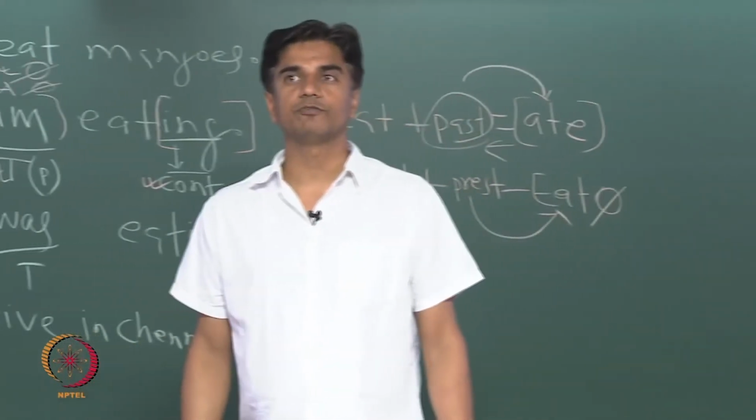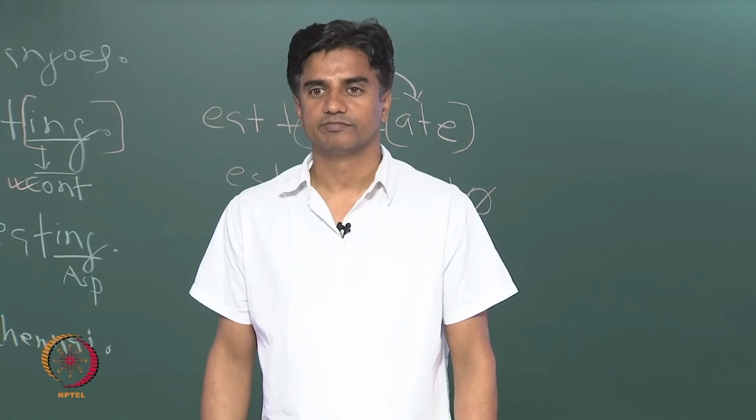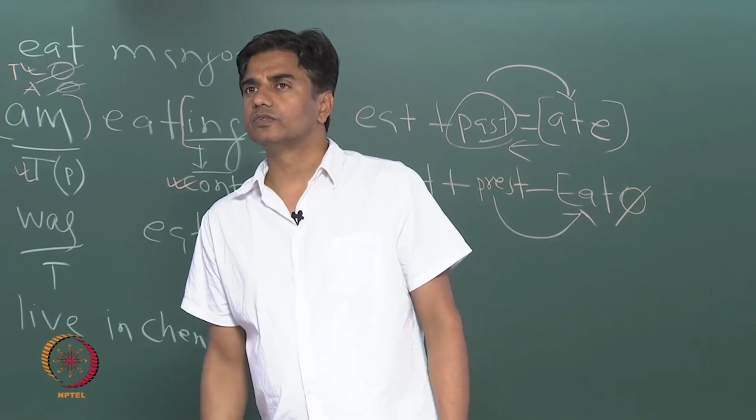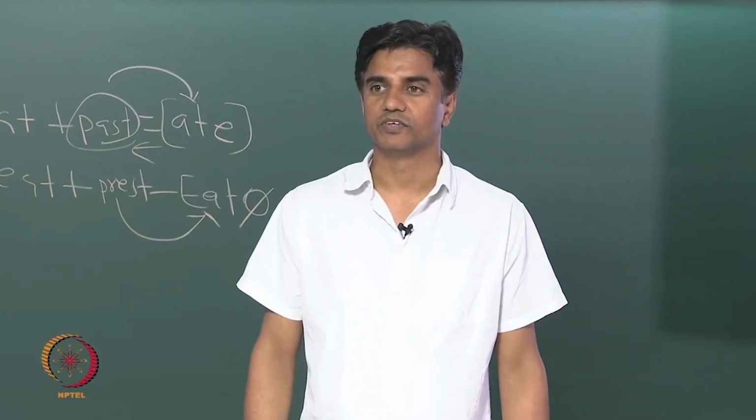Look at 3 and 4 again. Can we use mat in these two sentences? Mujhse mat milo. We can say that. Mujhse mat miliye. We can say that. Right? Sentence 1 and 2. Can we use mat in 1? Raju ne chai mat pi. No. Seema ne seb mat khaye. Can we say that? No.